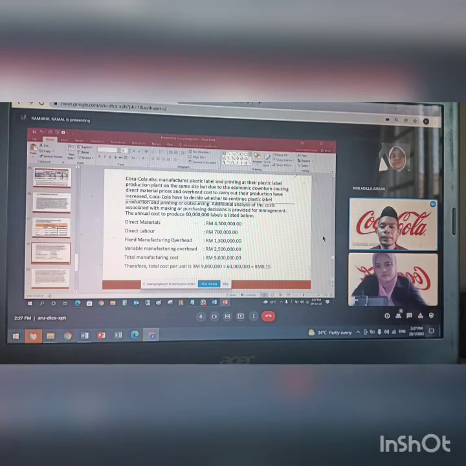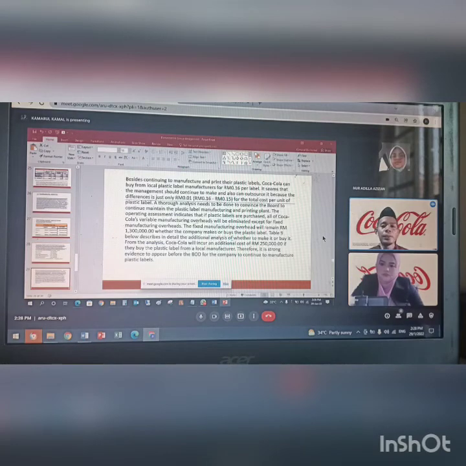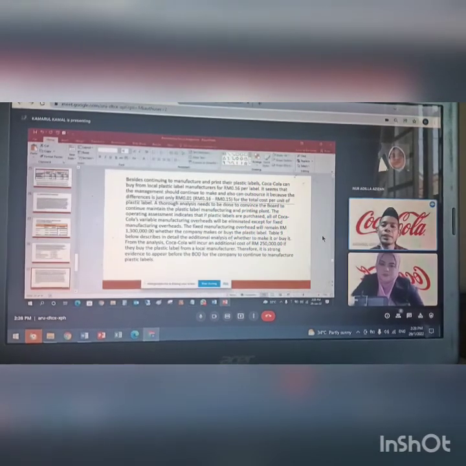So the direct material cost is 4.5 million, and then the direct labor is 700,000, and then the manufacturing overhead is around 1.3 million. So the variable manufacturing is 2.5 million, with a total of RM9 million. So RM9 million divided by 60 million labels is 15 cents per label. So we got an offer to outsource with a price of 16 cents per label.